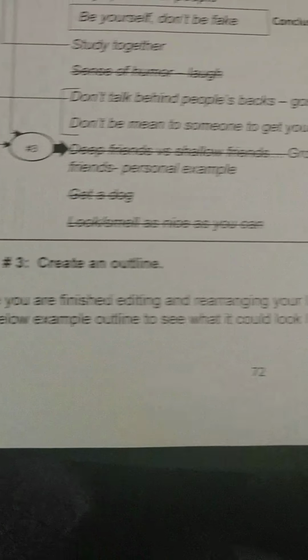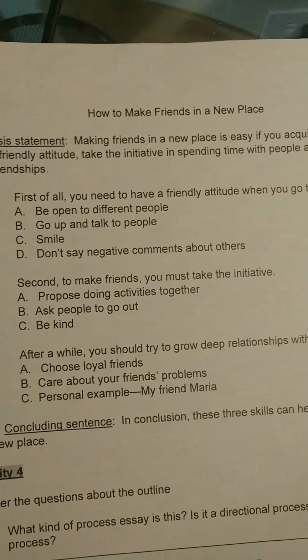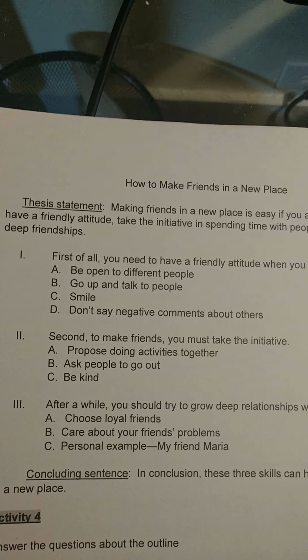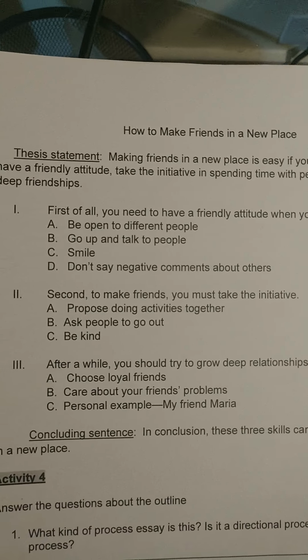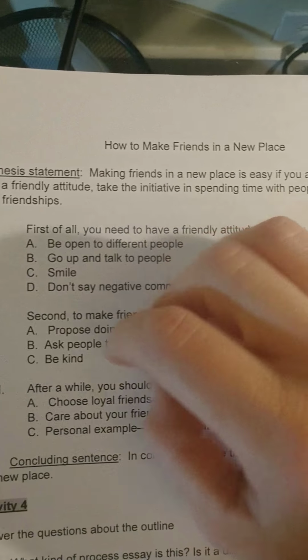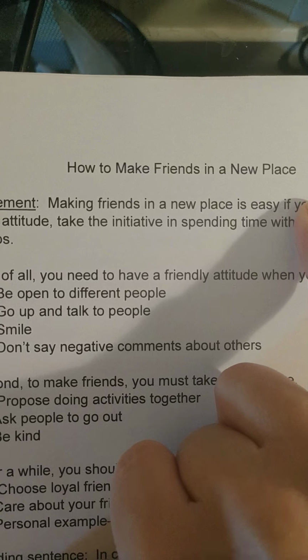Once you have your 3 main ideas, you will need to create an outline. That's step number 3. We're on page 72 now, and you basically create an outline. In my 200 class, all of your outlines for the rest of the essays we write in this class will have this exact format. First, you need a title of your essay.